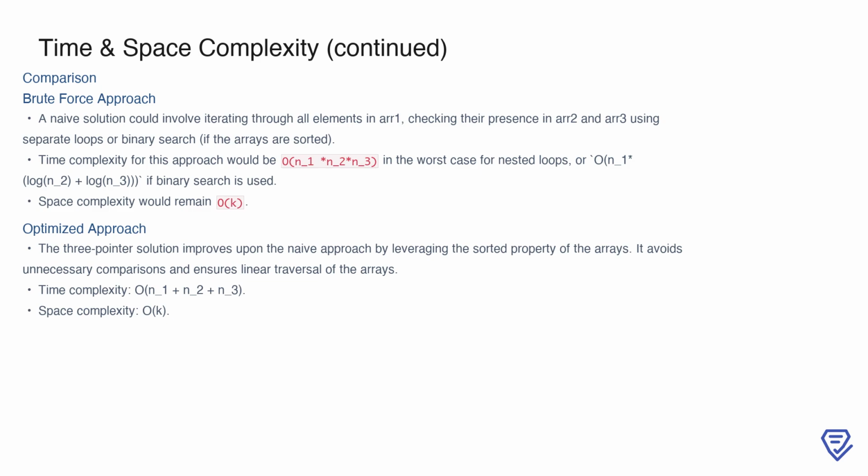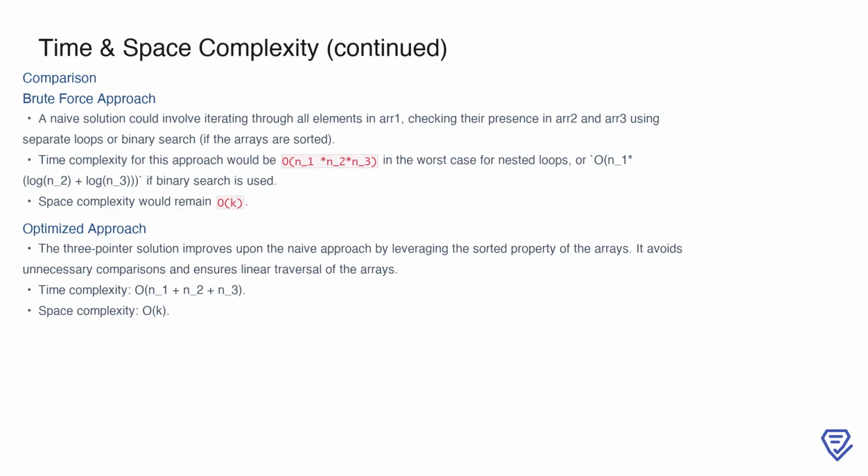In contrast, the three-pointer approach leverages the sorted property of the arrays to make linear passes through each, resulting in a vastly improved time complexity of O(n_1 + n_2 + n_3). Both methods require space proportional to the size of the intersection, k, but the optimized approach is clearly superior in terms of runtime efficiency.